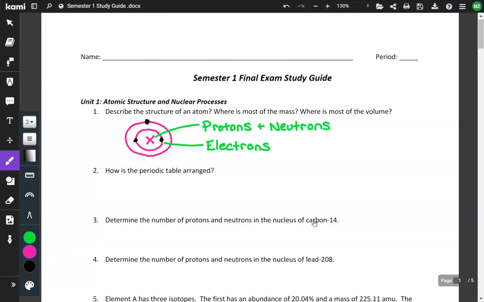All right, next question. It says, how is the periodic table arranged? So the periodic table is arranged by the number of protons. So number 1 is hydrogen, it has 1 proton. Number 2 is helium, it has 2 protons, and so forth.